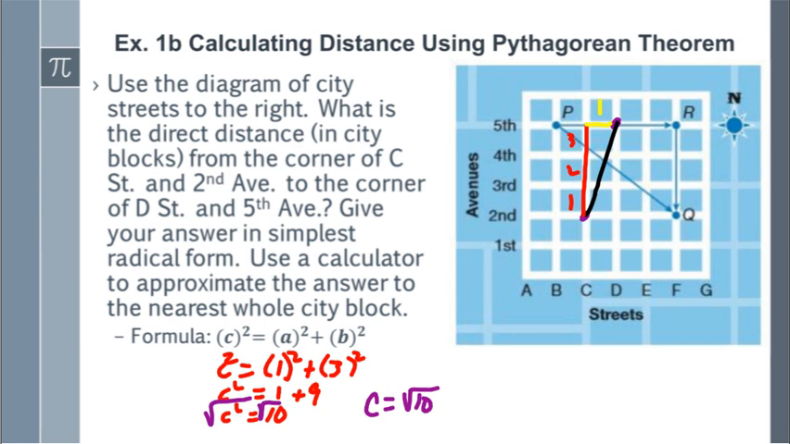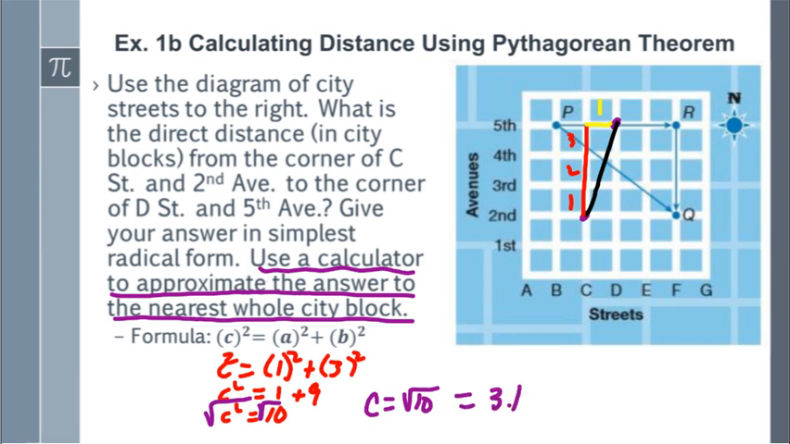Now, since they're asking for the distance in city blocks, it says to use a calculator to approximate the answer to the nearest whole city block. We take our calculator and find the square root of 10, which equals 3.1622 and so on. So to the nearest block, we would say it was about 3 blocks. So always be careful about what they are asking you to write your answer as. Here, to the nearest whole block, it would be 3.